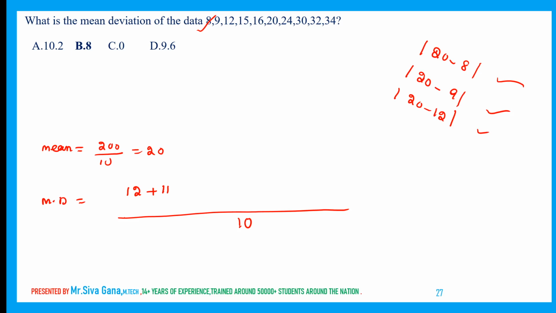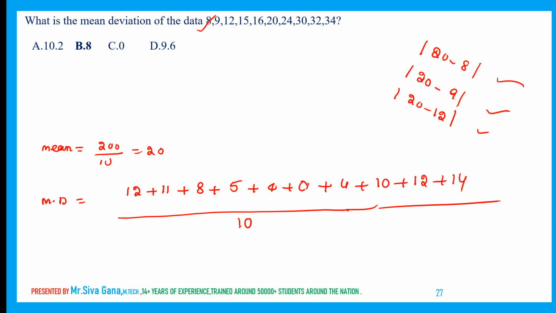By doing that, we are going to get 20 minus 8, 20 minus 10, 20 minus 12, 20 minus 15, 20 minus 16, 20 minus 20, 20 minus 24, 20 minus 30, 20 minus 32, 20 minus 34. So the sum is nothing but 80. Number of observations are 10. That is nothing but 8. This is the mean deviation.